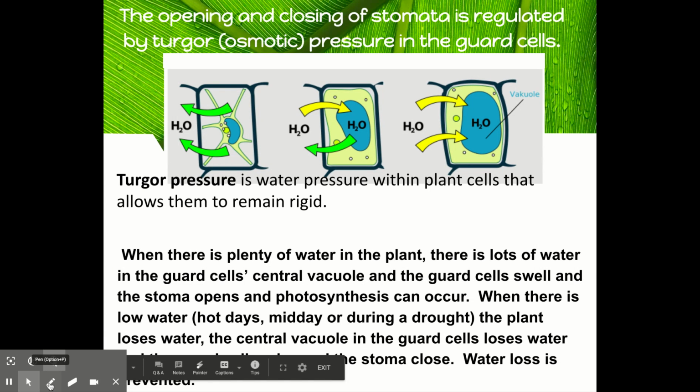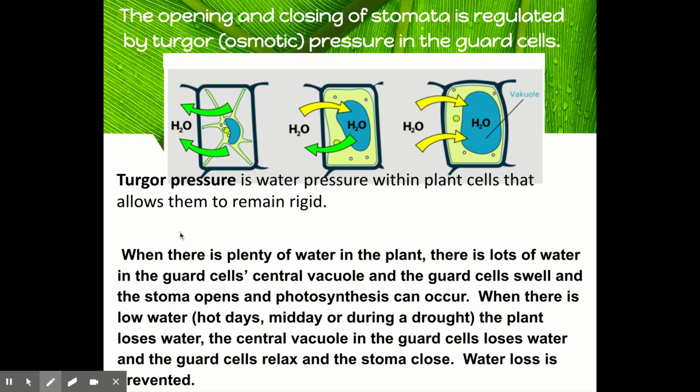Okay. And this relates to something that's a little new to you guys, and this is a term called turgor pressure. Okay. Turgor pressure is what is actually opening and closing the stomata. So if you have lots of water in the plant, it's going to basically fill up its vacuole. It's going to have a nice lot of water pressure. The plant's going to be nice and rigid, not limp or weak looking. So the guard cells are going to swell, the stomata is going to open up, and photosynthesis can occur.